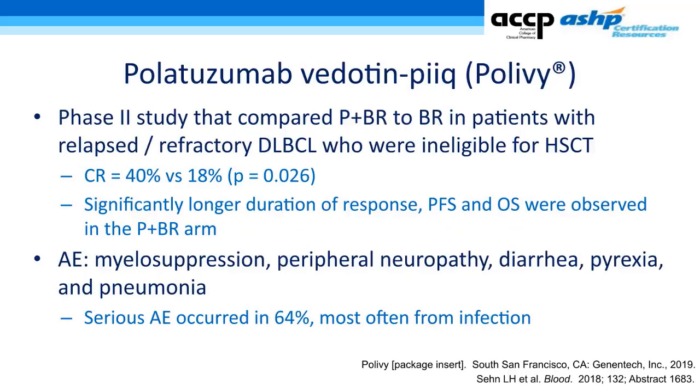The approval for Obinutuzumab vedotin was based on a phase 2 study that compared Obinutuzumab, bendamustine, and rituximab to bendamustine and rituximab alone in patients with relapsed or refractory diffuse large B-cell lymphoma who were not eligible for stem cell transplant. And you can see here that there was a statistically significantly greater complete response rate in the patients who received Obinutuzumab. Likewise, there was a longer duration of response, progression-free survival, and overall survival with the Obinutuzumab vedotin.